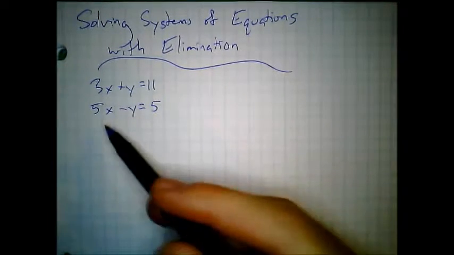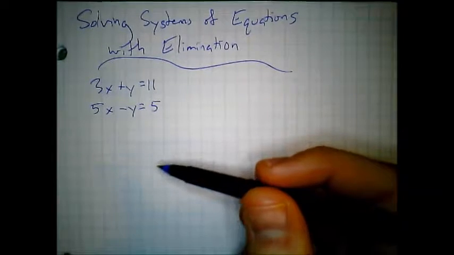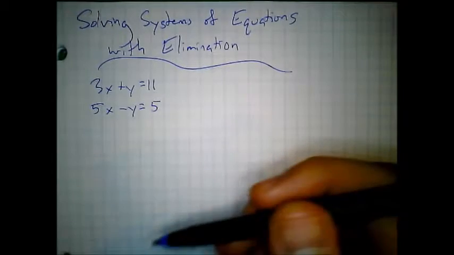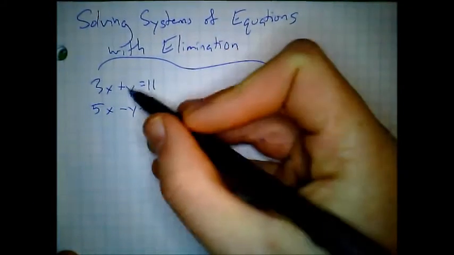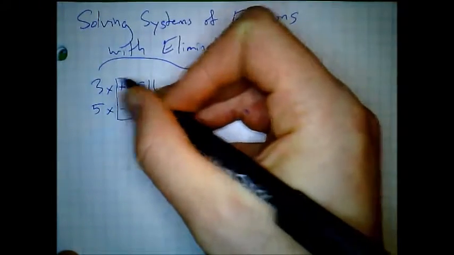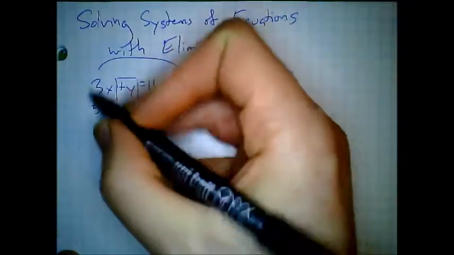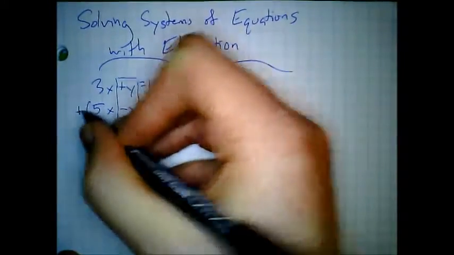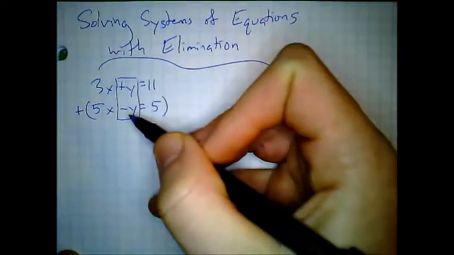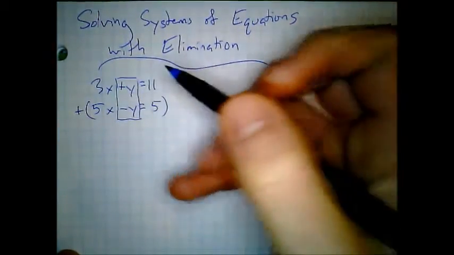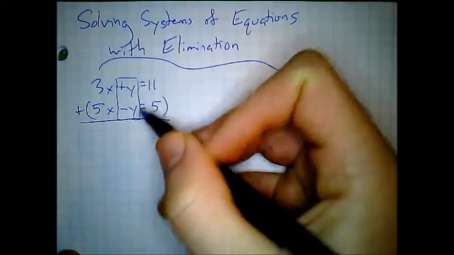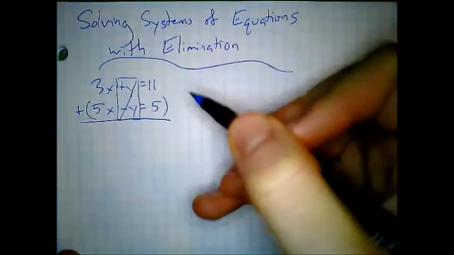3x plus y equals 11 and 5x minus y equals 5. So the very first thing we always try to do is think, if we simply combine these equations by adding, will anything eliminate? Well, I notice I have a positive y and a negative y. So I focus my attention on my y's, and I see that if I just add these two equations together, a positive y and a negative y are just going to zero out. They're just going to cancel out. So I'm going to add these two equations together.